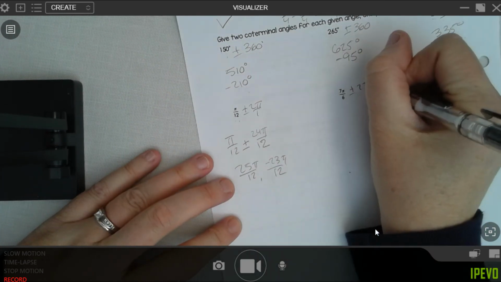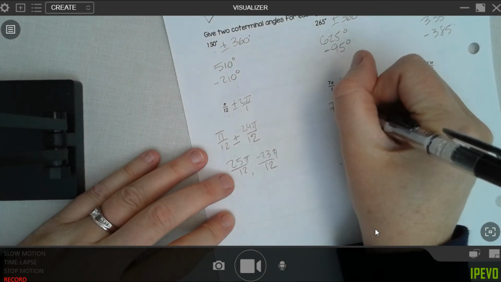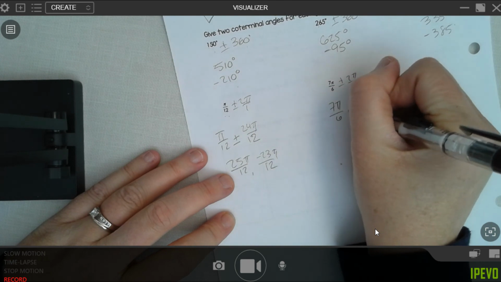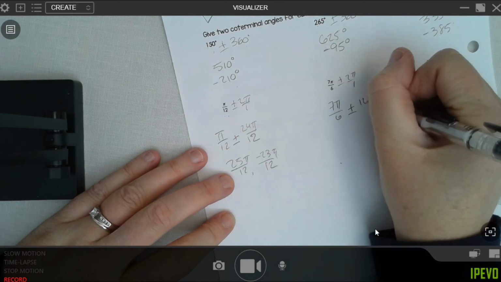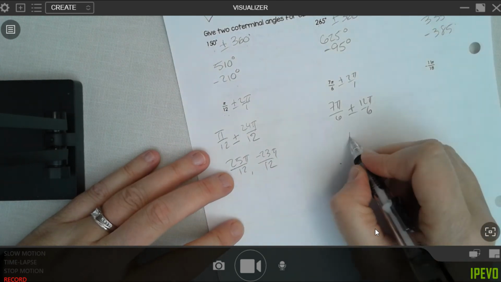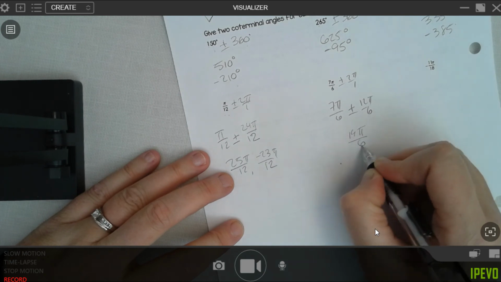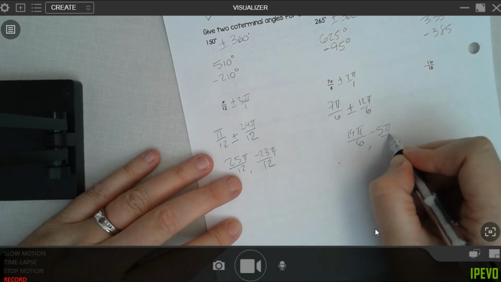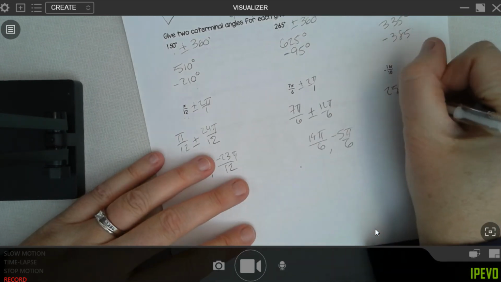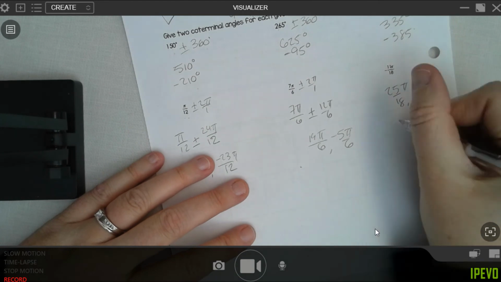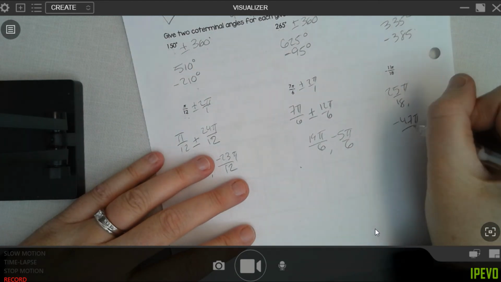So again, 2 pi over 1, common denominator. I'm going to be adding and subtracting 12 pi over 6. So that gives me 19 pi over 6 and negative 5 pi over 6. And our last one would be 25 pi over 18 and negative 47 pi over 18.